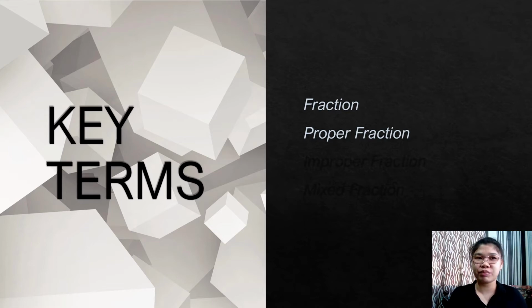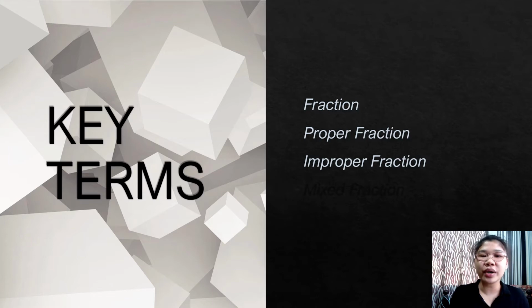And then we have another term here, which is improper fraction. An improper fraction is a number in which the numerator is greater than the denominator. So that is what we call an improper fraction. The numerator is the number, for example, we have a fraction 1/2. We have the numerator, 1 is the numerator, and then 2 is the denominator.